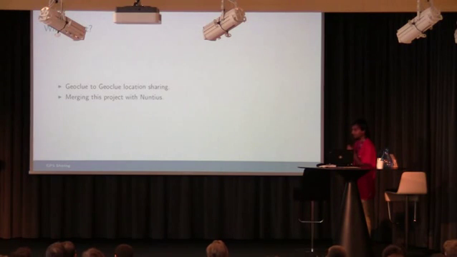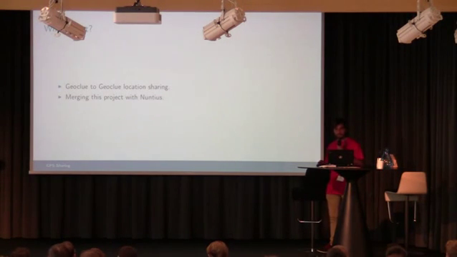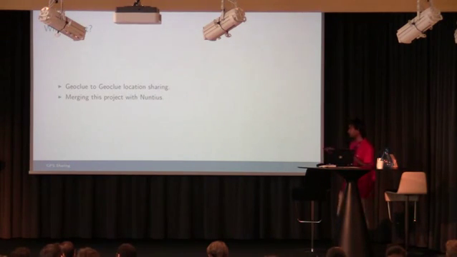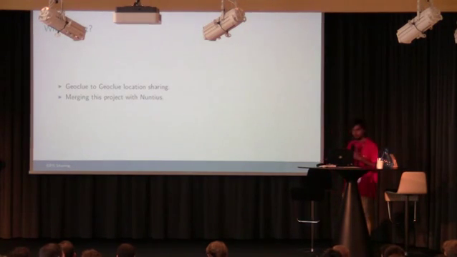So what's next? What's after I'm done with this project? We are thinking of implementing GeoClue to GeoClue location sharing. That is, if you have a GPS on one GeoClue device, you can transfer the location to another GNOME device using this GeoClue to GeoClue location sharing. All you need is a separate application, just like the Android one, to transfer NMEA sentences again to the NMEA source, and also merging this project with Ninjas could be a possible future.